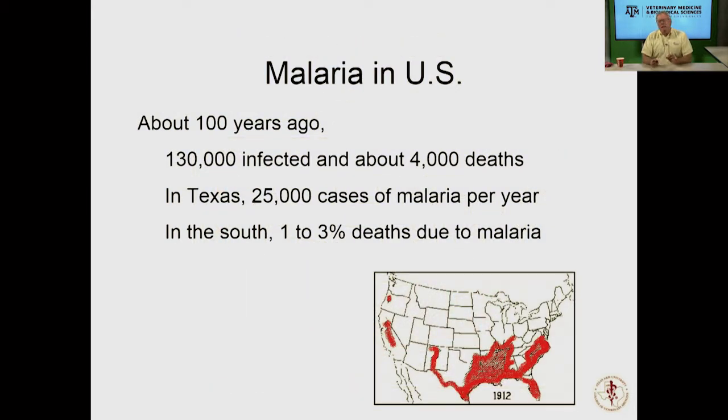But in 1912, about 100 years ago, there were about 130,000 people infected and 4,000 deaths each year in the Americas. In Texas alone, there were 25,000 cases of malaria a year. And 1% to 3% of the deaths were due to malaria. So you can see malaria was a big problem in the US, and especially in the southern parts of the US.